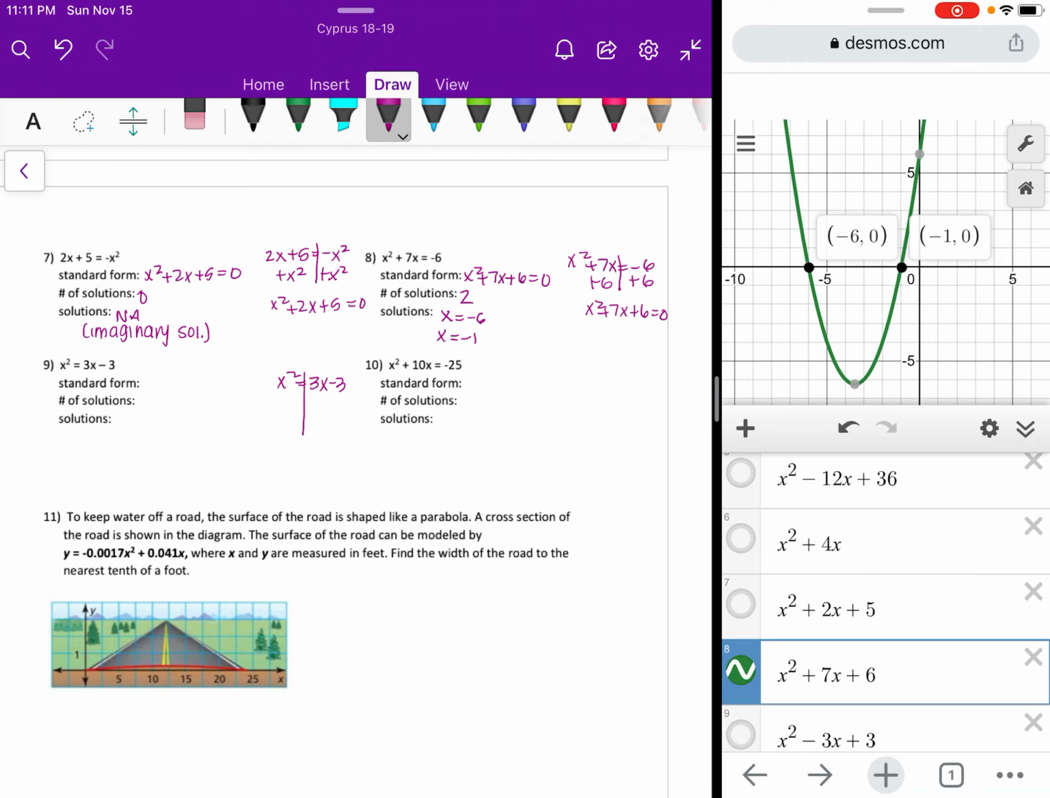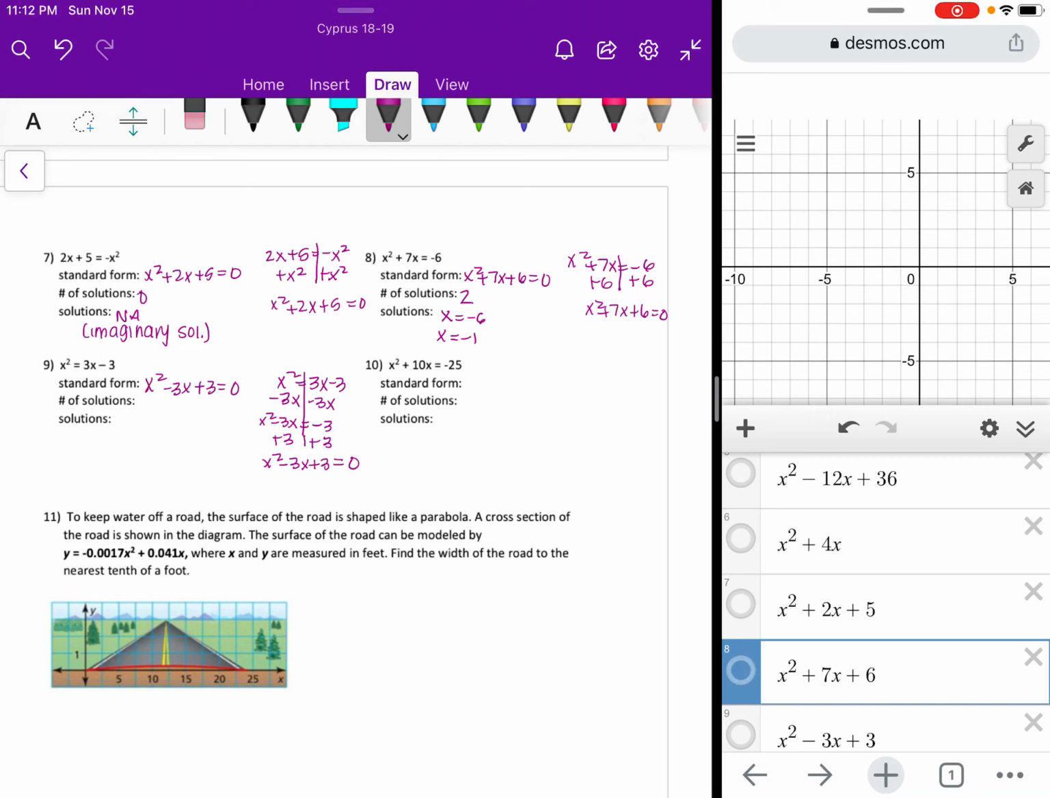So instead of moving x squared to the right, I'm going to move 3x and negative 3 to the left. So I'm going to first subtract 3x from both sides. So I end up with x squared minus 3x equals negative 3. And then I'm going to add 3 to both sides. So I end up with standard form is x squared minus 3x plus 3 equals 0. And that way I kept x squared positive instead of making it a negative x squared.